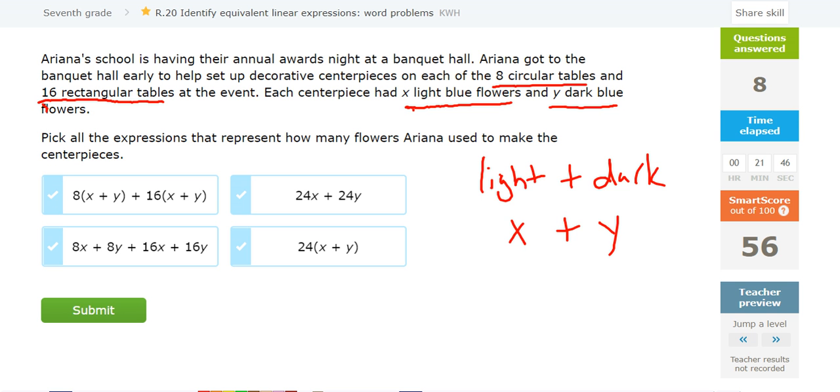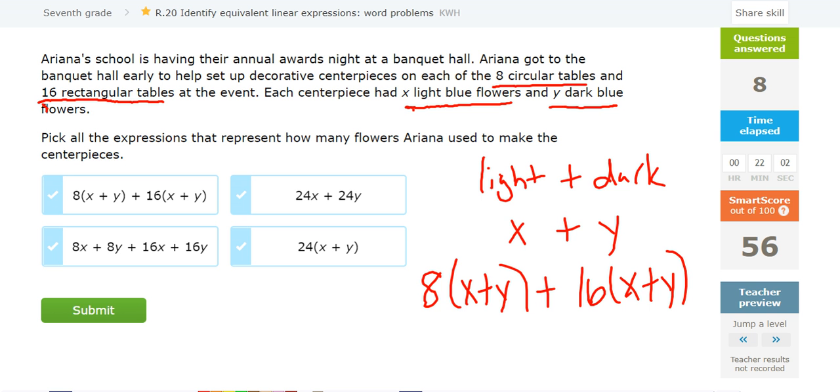Now, how many tables are there? Well, there are 8 of the circle tables, right? So 8 times X plus Y, plus the rectangular tables, 16 times X plus Y. If you think about it from that standpoint and just write down what's happening, you start to recognize what the correct answer choices are.